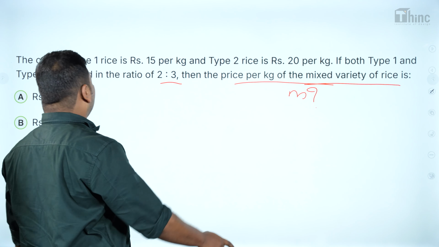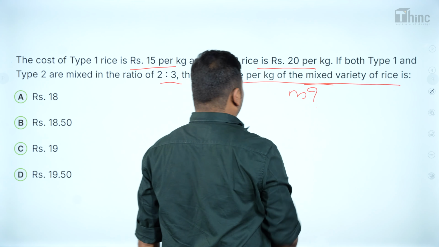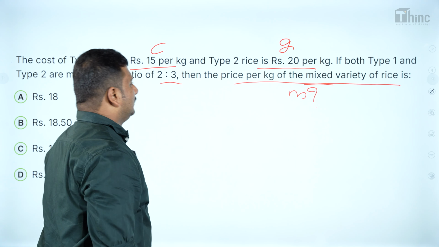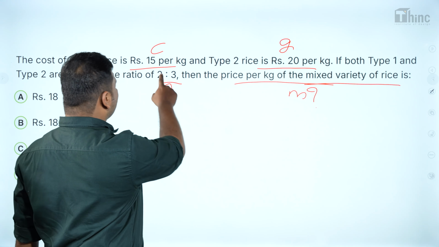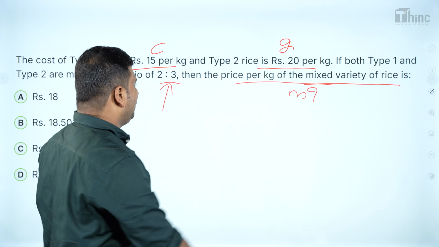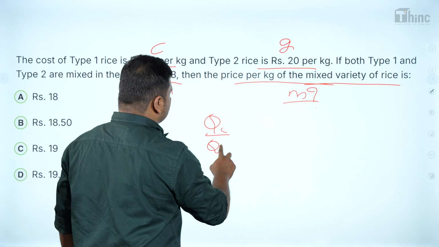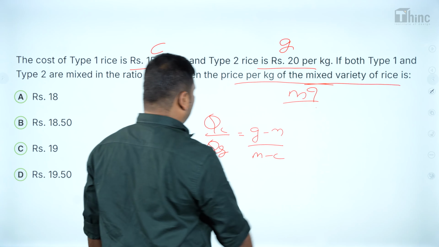So, we have type 1 rice, the price is 15 per kg. We have type 2 rice that is 20 per kg. So, we know the price of good quality, we know the price of cheap quality. And we know that they are mixed in the ratio of 2:3. So, QC by QG ratio also we need. Now, we need to find what is M, right? So, what we know is QC by QG equals G minus M by M minus C. So this is what we actually know.